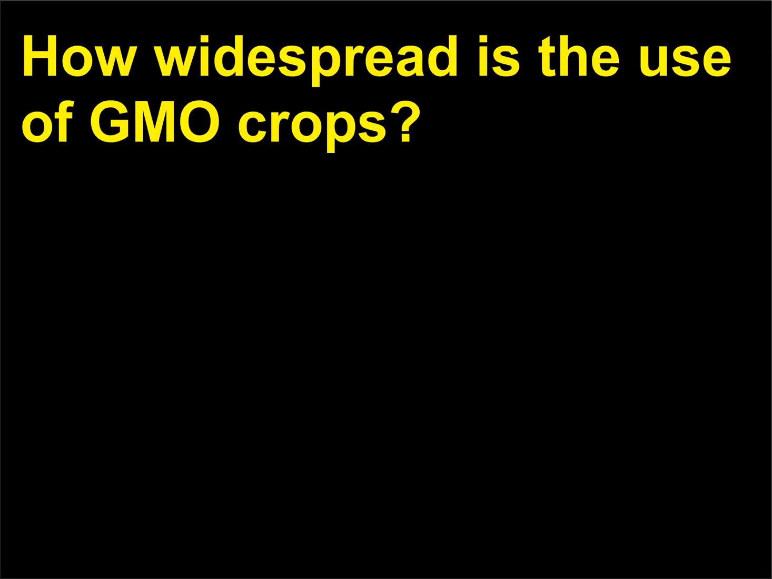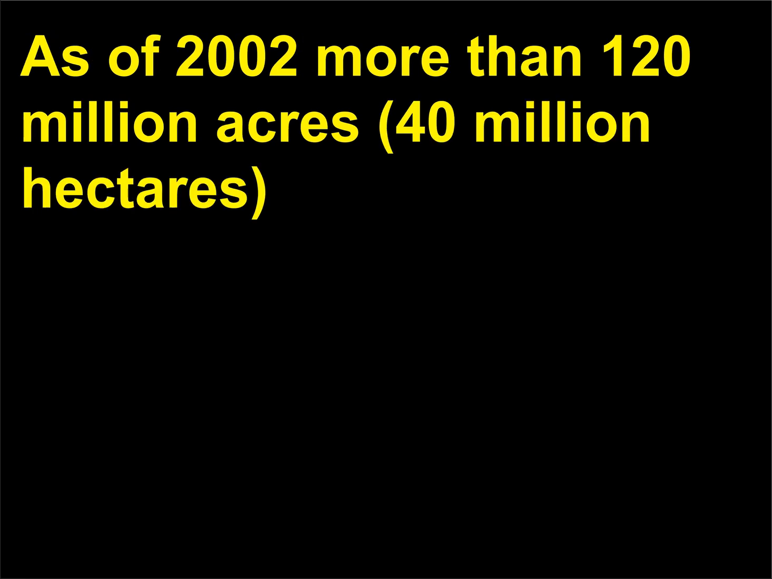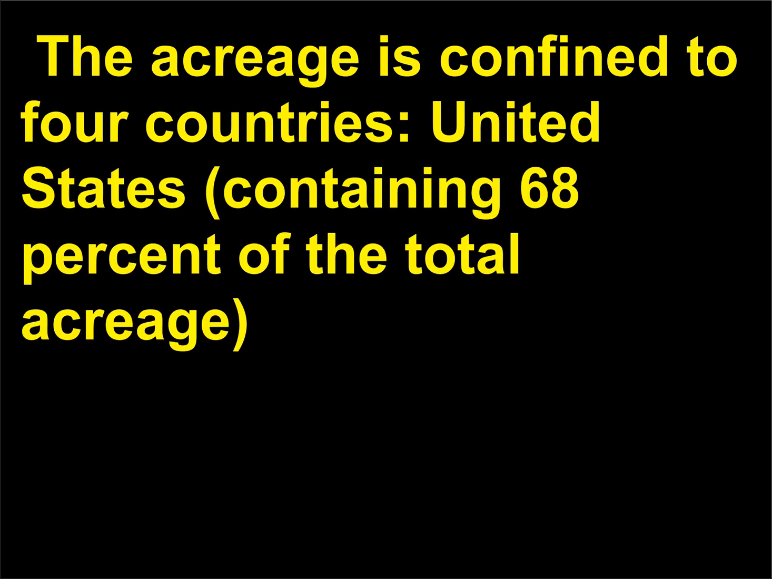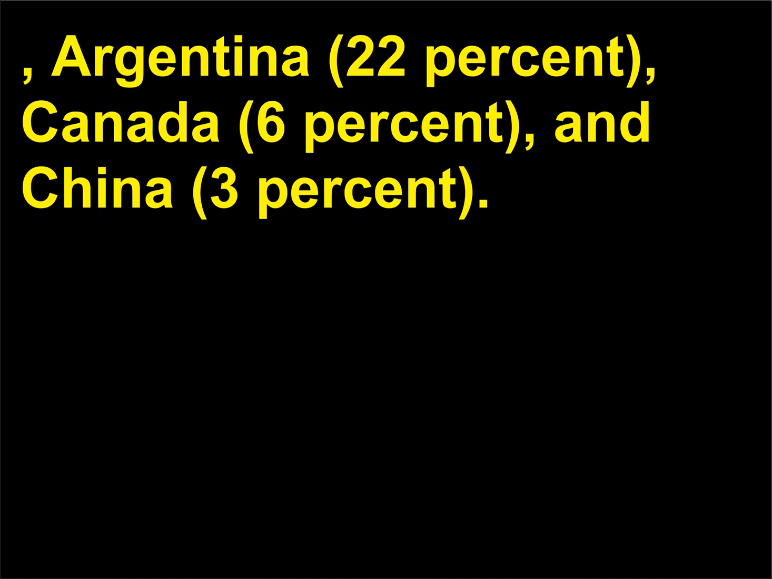How widespread is the use of GMO crops? As of 2002, more than 120 million acres, 40 million hectares, of fertile farmland were planted with GMO crops. The acreage is confined to 4 countries: United States, containing 68% of the total acreage; Argentina, 22%; Canada, 6%; and China, 3%.